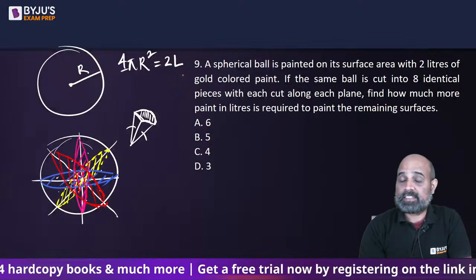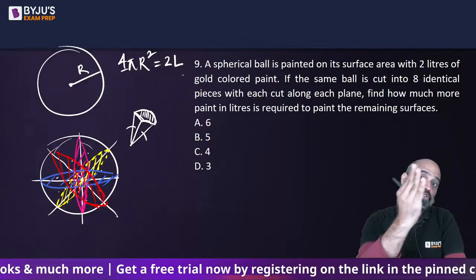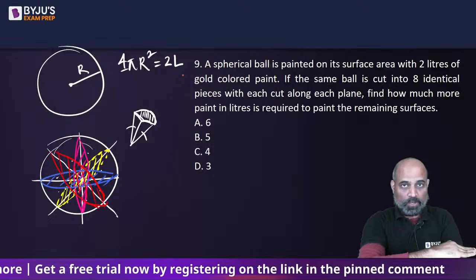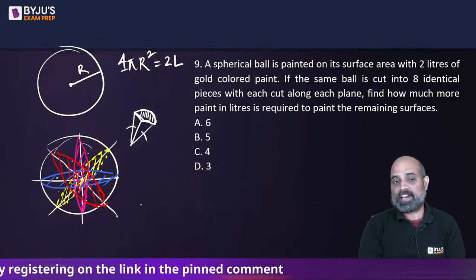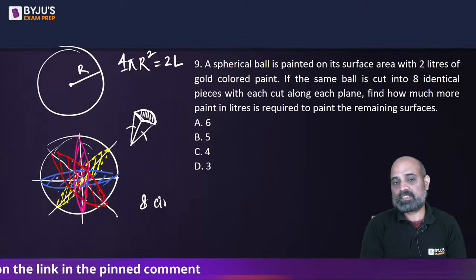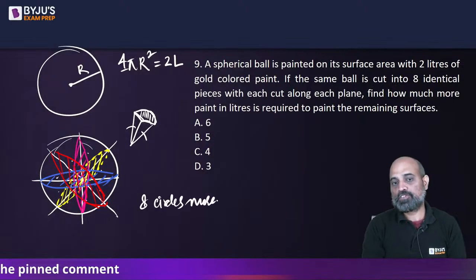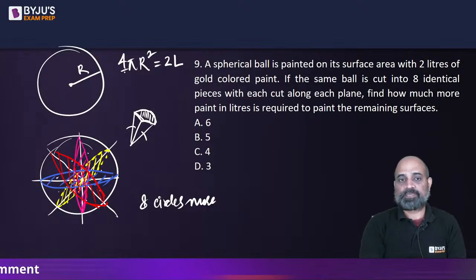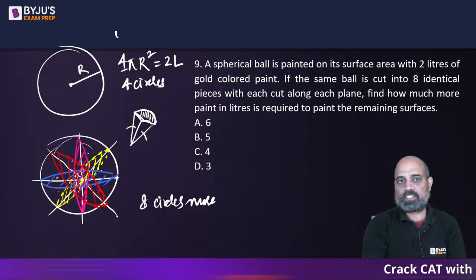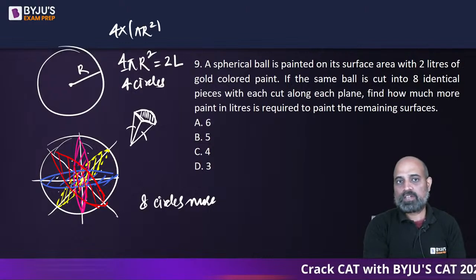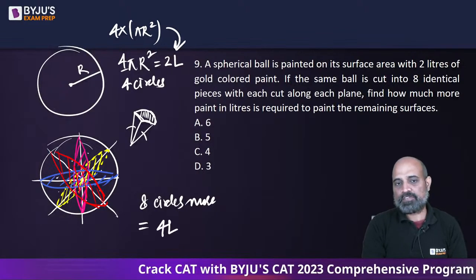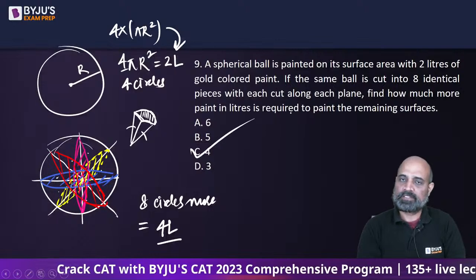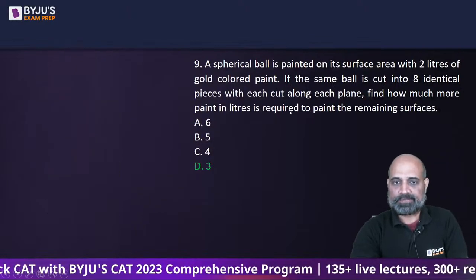And each circle will be a part of 2 sides or 2 figures, one below, one above, one to the left, one to the right. So actually we will have 8 circles more that you will have to paint. See, this 4 pi r square would mean 4 circles, right? This is 4 times pi r square. So can I say if 4 circles need 2 liters, then 8 circles we will need 4 liters of more paint, right?